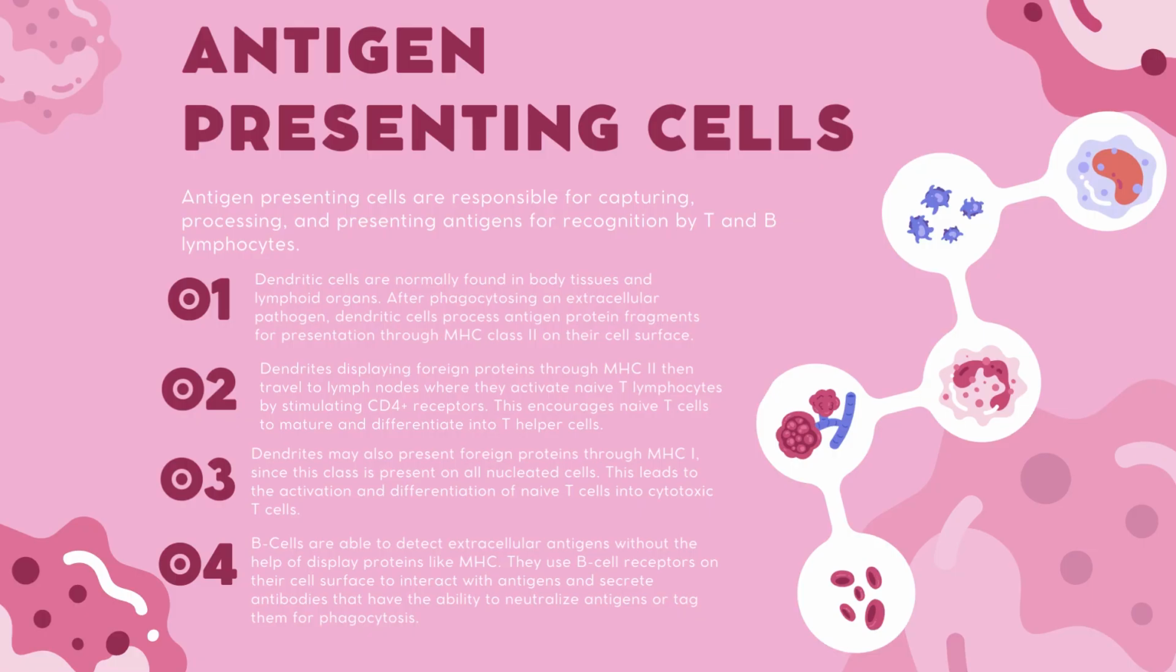Dendritic cells are normally found in the body, tissues, and lymphoid organs. After phagocytosis of an extracellular pathogen, dendritic cells process antigen protein fragments for presentation through MHC class II on their cell surface. Dendritic cells displaying foreign proteins through MHC2 then travel to lymph nodes to activate T lymphocytes.